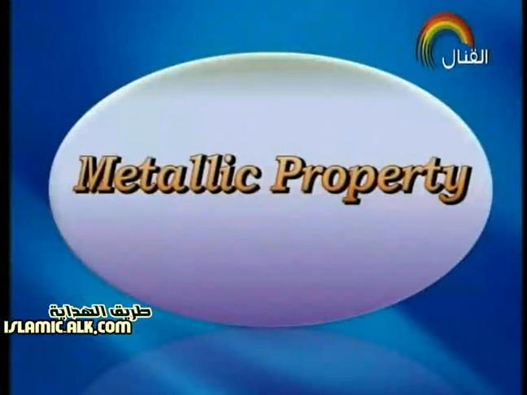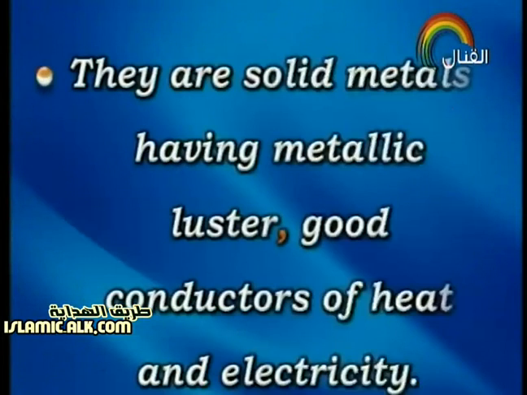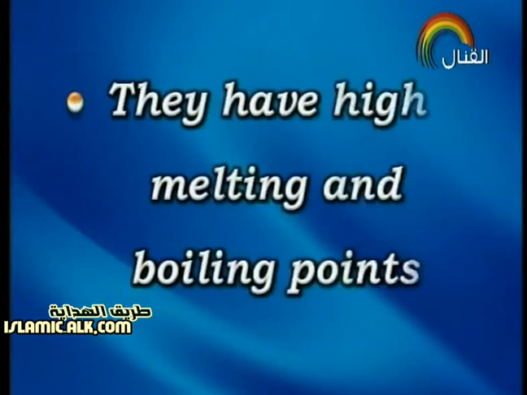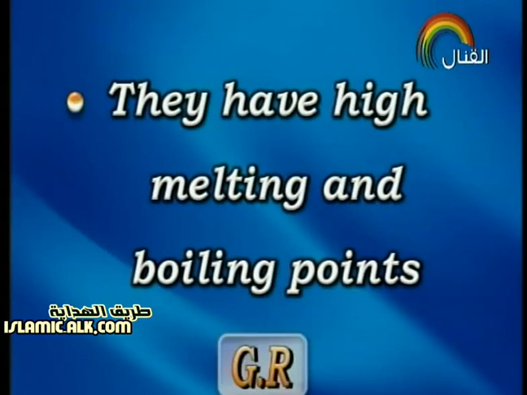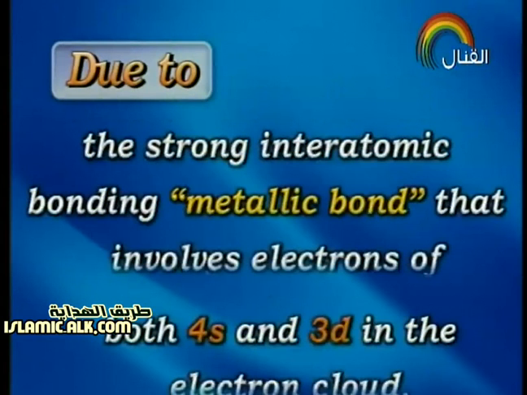Now, my dear students, we are going to discuss the metallic property. These elements are solid metals having metallic luster, good conductors of heat and electricity, and they have high melting and boiling points. And so we have a good reason for this point. The reason for that is due to the strong interatomic bonding, which is the metallic bond, that involves the electrons of both the 4s and the 3d sublevels in their electron cloud.